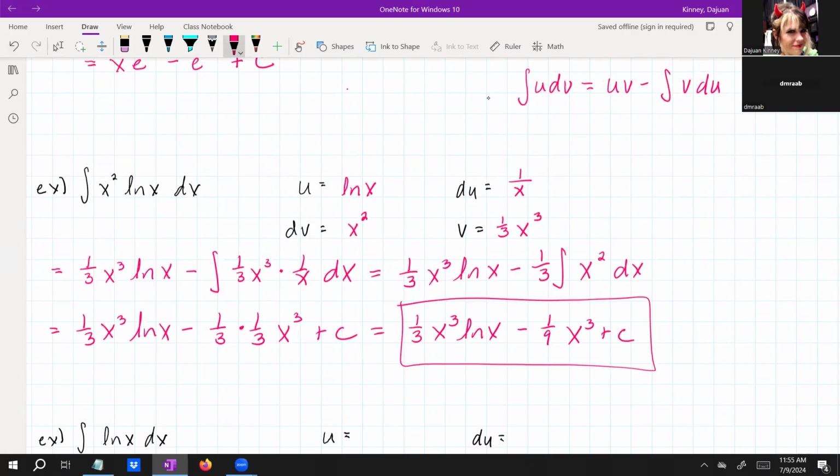So if you use an integral table or technology of some sort, a calculator, a Desmos sort of thing, you might actually get a different integration. But as long as they both derive to the same place, that's what matters.